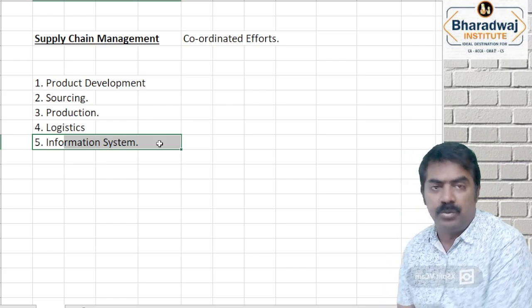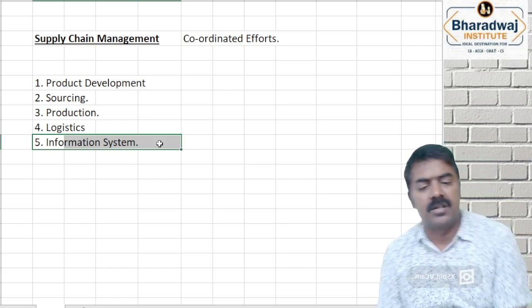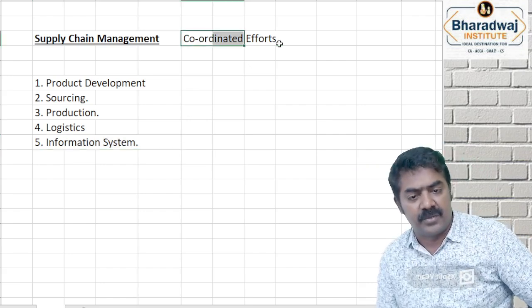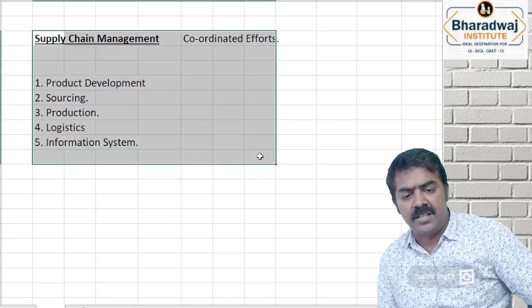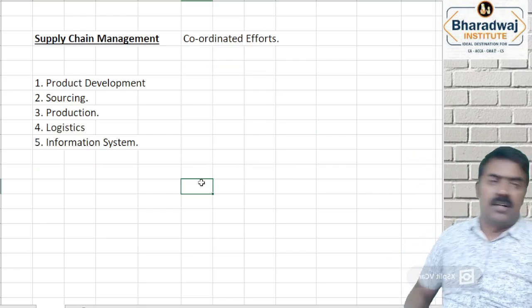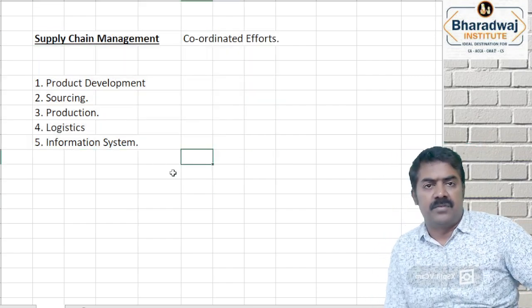So let it be product development or sourcing or logistics or information system, everything should work. That is why I said coordinated efforts. Coordinated efforts of all these things. All these things result in strengthening the product, distribution channels, sales, and of course, recreation of sales, all these things.